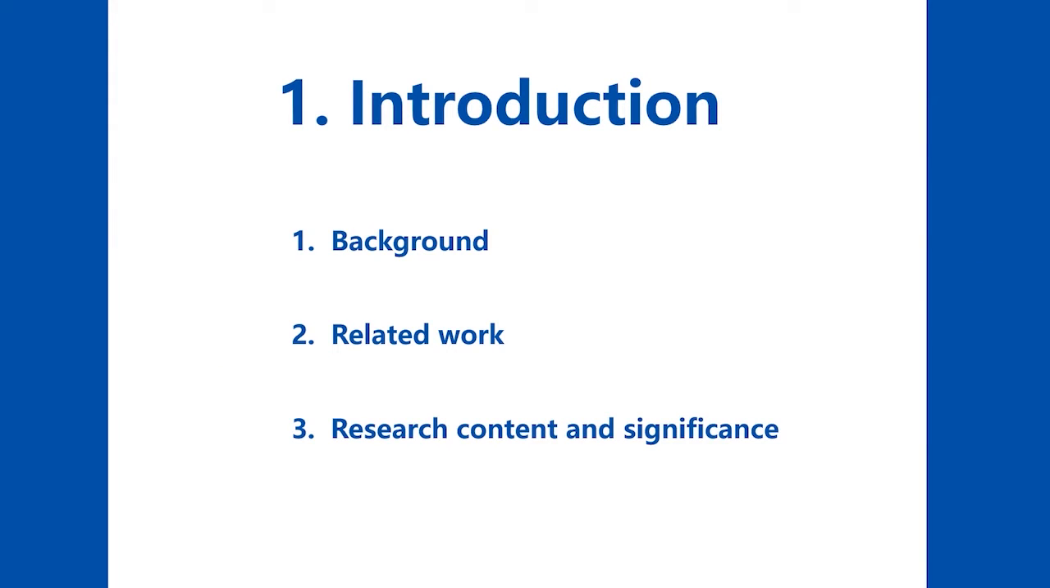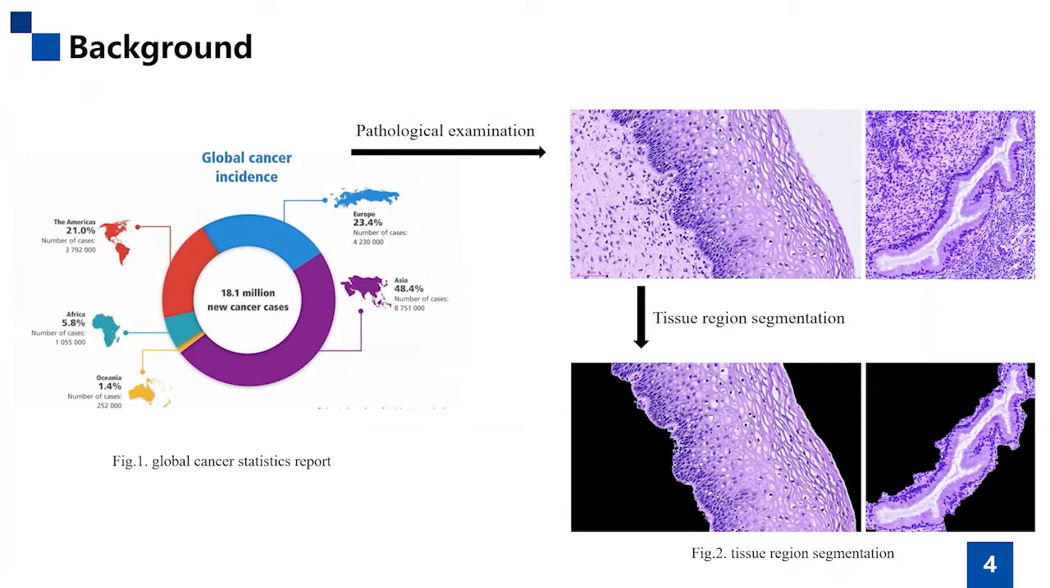The first part is the background of the subject, related work, research content, and significance. The incidence rate and the mortality rate of cancer in China is the world's first. Pathological examination has been regarded as the gold standard for cancer detection and diagnosis. Different local areas of pathological images are closely related to the cause and severity of the disease.